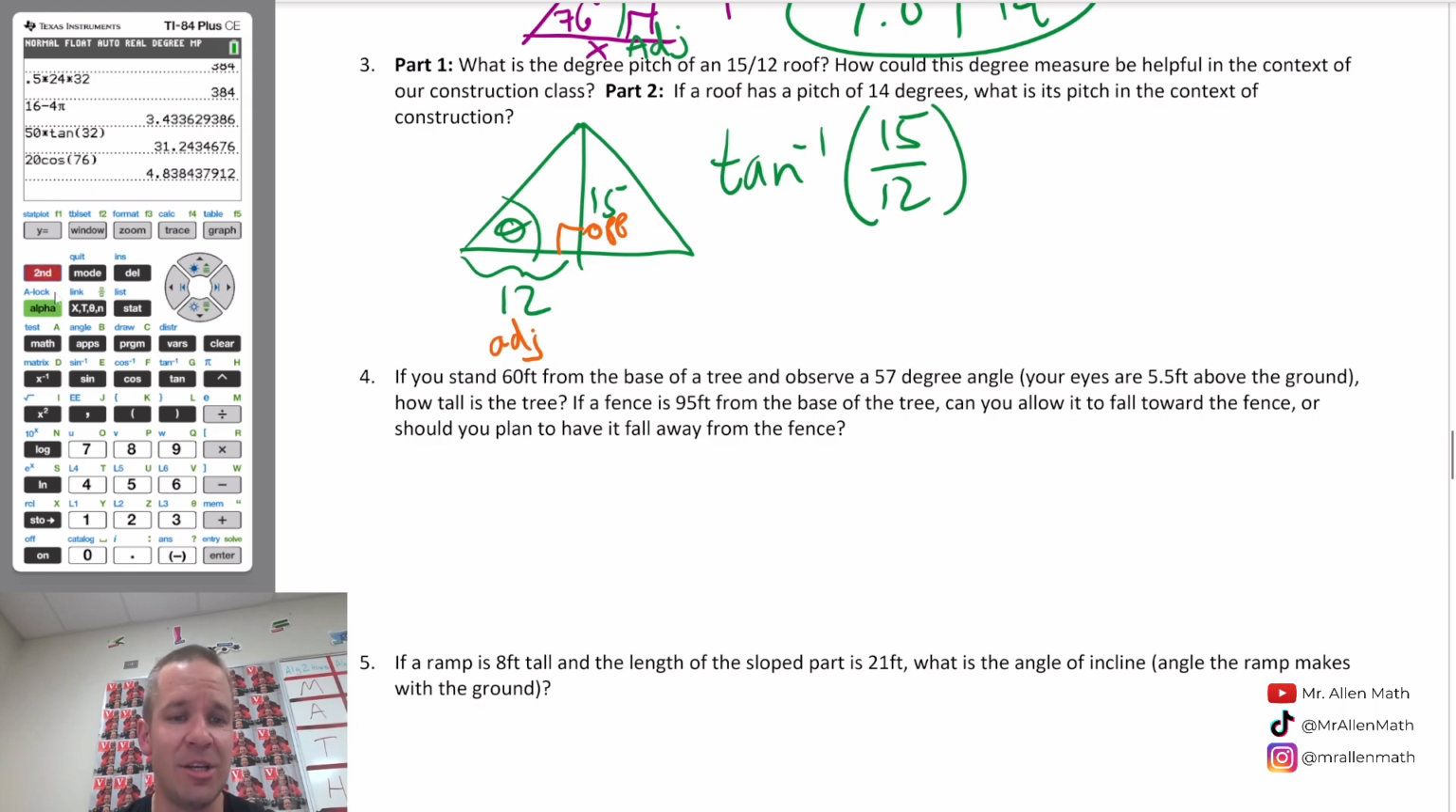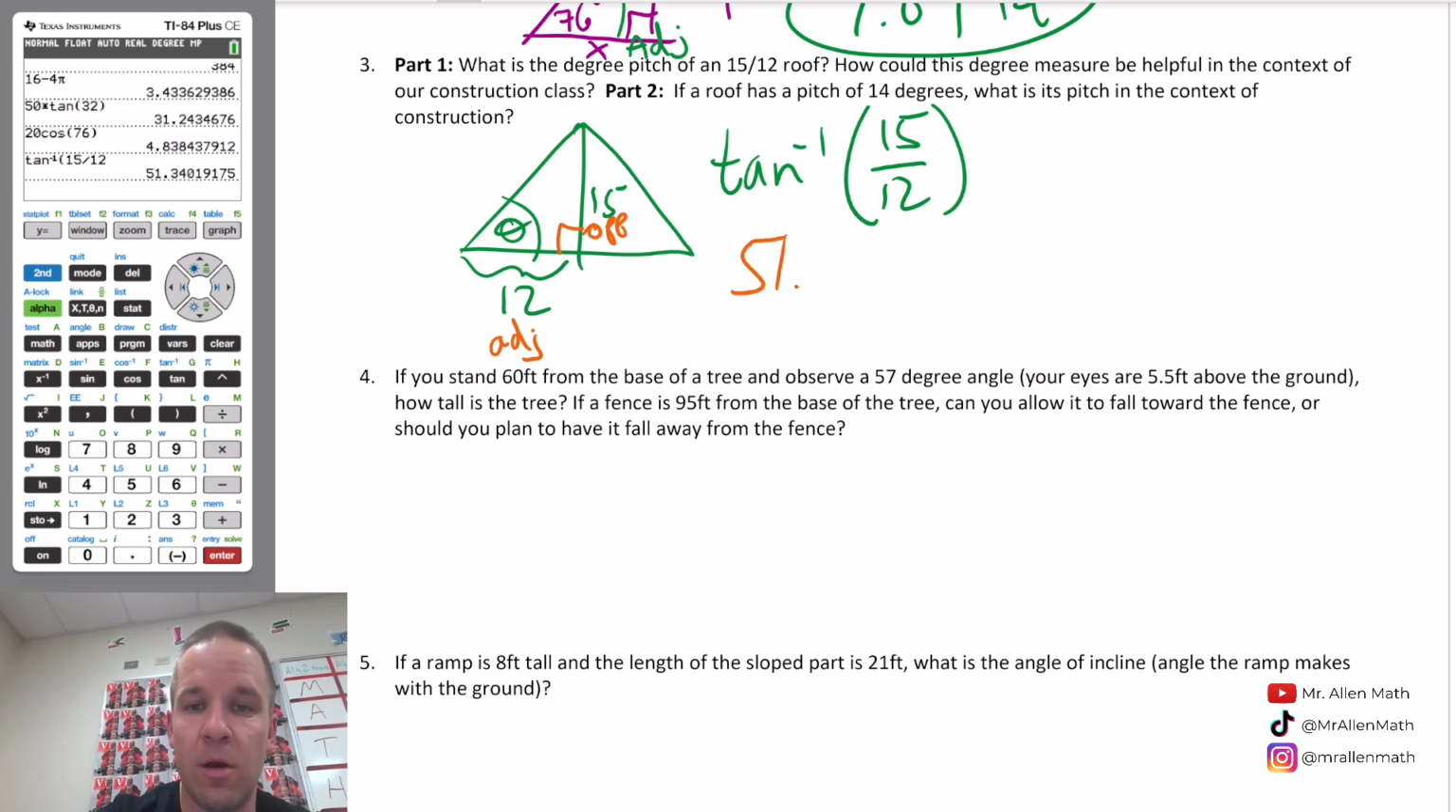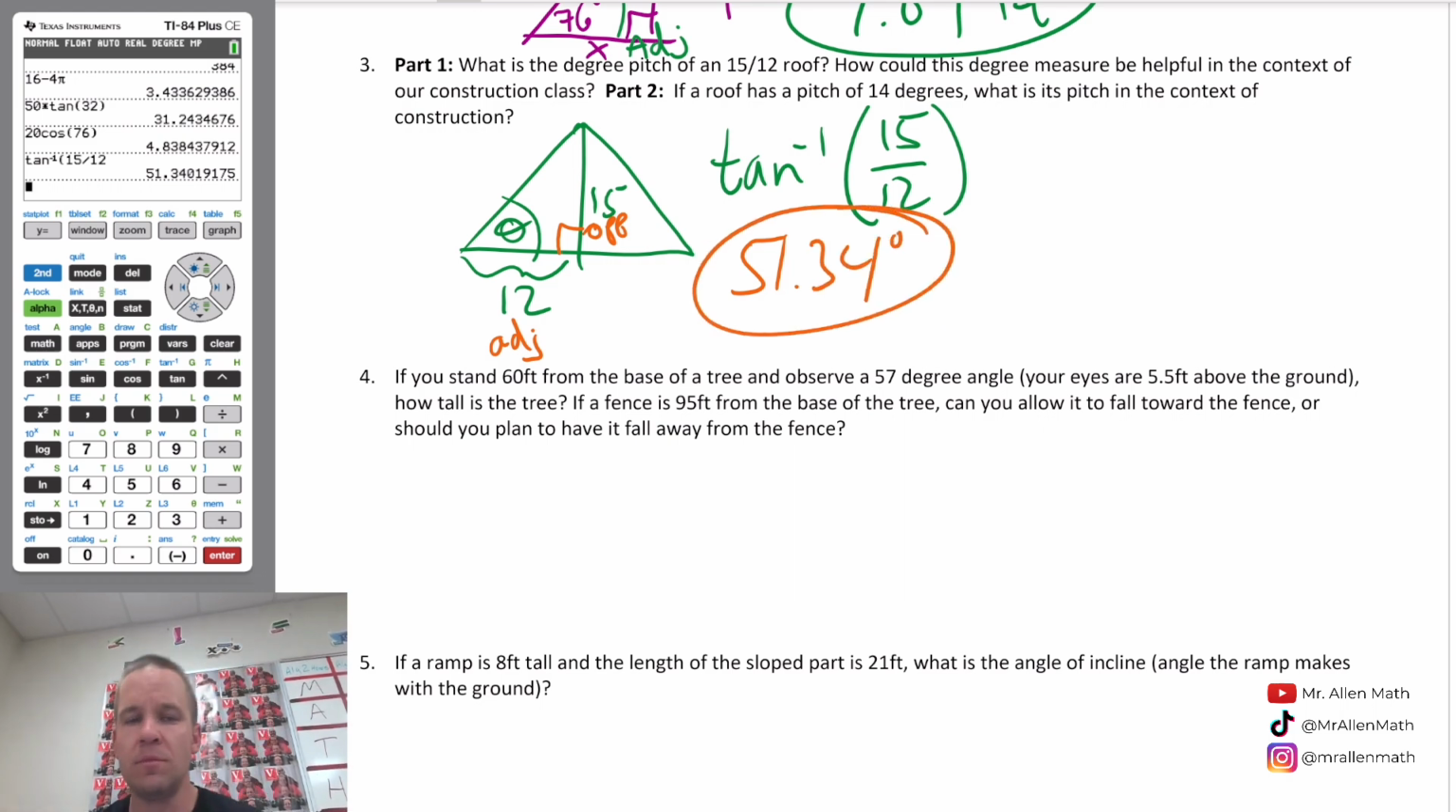So I got second tangent. We got 15 divided by 12. Hit enter, I get 51.34 degrees. So 51.34 degrees. All right. Now, that would be helpful, maybe for setting your miter saw, whatever. Not going to worry too much about that right now. We're doing the math stuff.